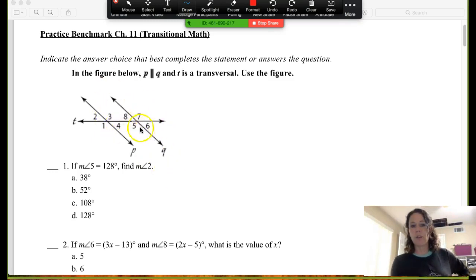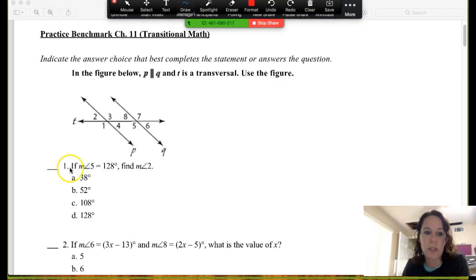Another thing that occurs is vertical angles are congruent. 8 and 6 are congruent, 5 and 7, 2 and 4, 1 and 3. Those are vertical angles. So knowing that, let's go ahead and answer these questions. They give us the measure of angle 5 is 128. Then they ask us to find the measure of angle 2.